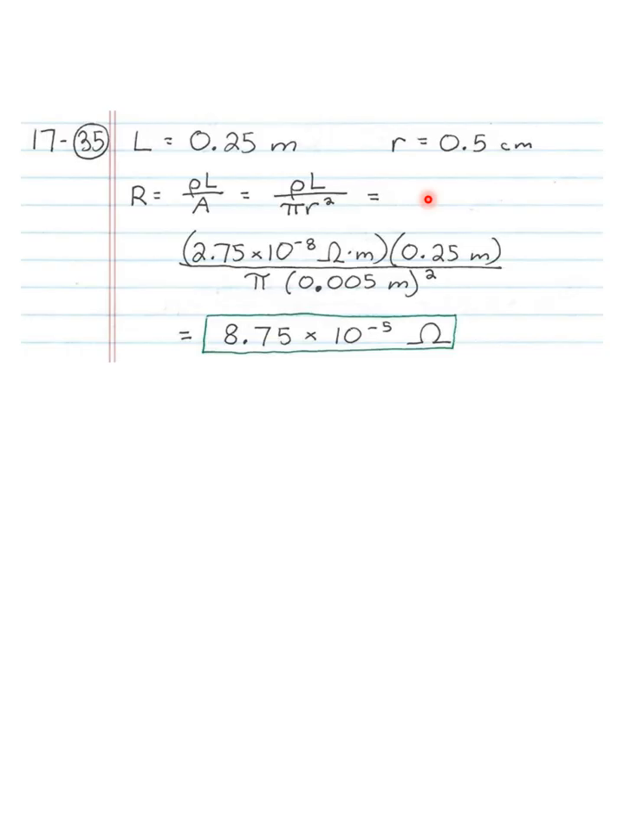We'll need the resistivity of aluminum. We can look that up in the table in the book. And that's 2.75 times 10 to the negative 8 ohm meters, times the length, divided by pi times the radius squared. Remember we need all of this in MKS units, so 0.5 centimeters becomes 0.005 meters. We're going to square it, and we get a resistance of 8.75 times 10 to the negative 5 ohms. It should be very, very small, and that's because we're talking about aluminum, which is an electrical conductor, so we expect a very low resistance for a wire.